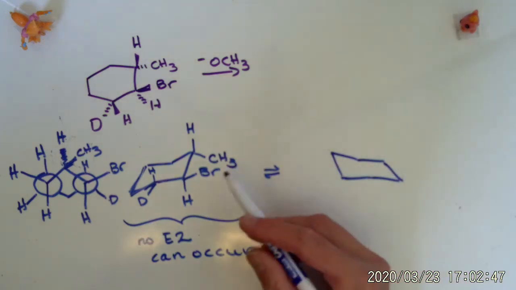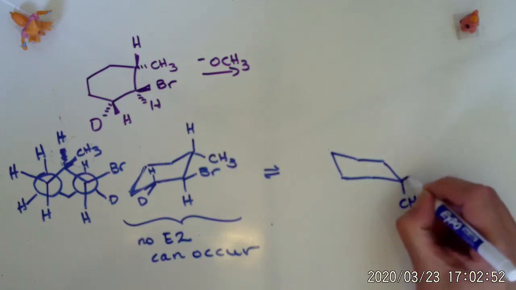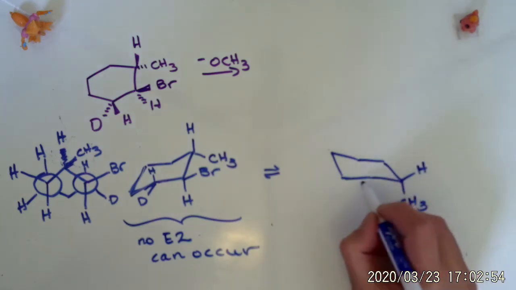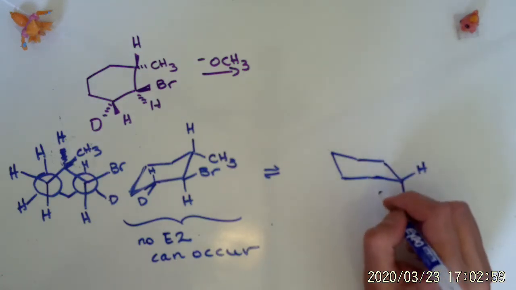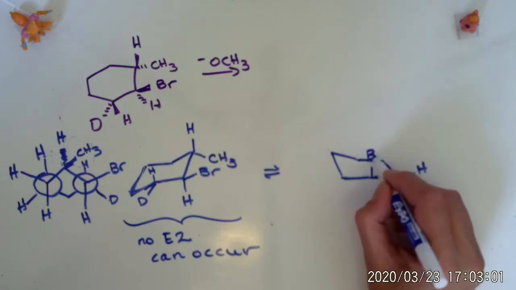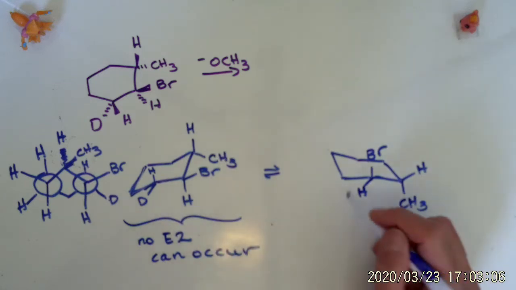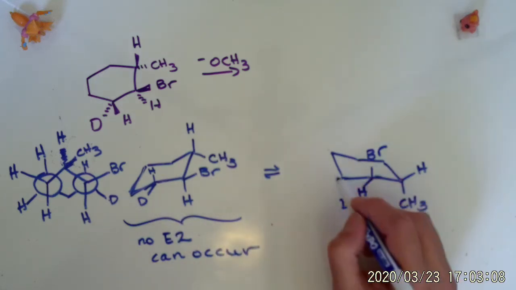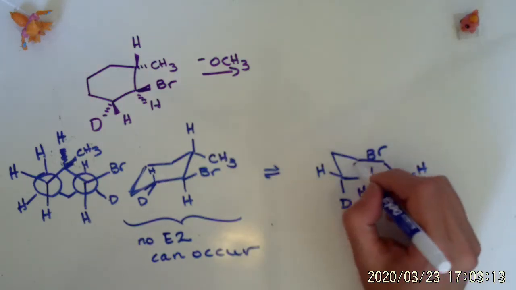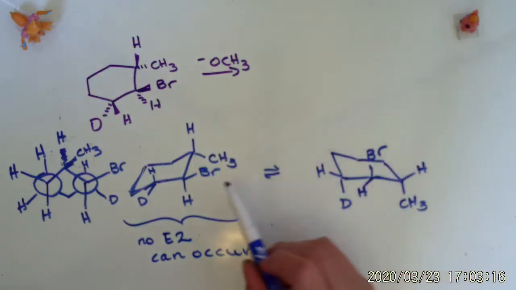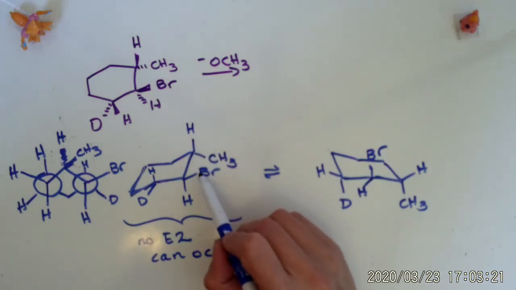When you look at something like chair 2, the methyl is axial, hydrogen's equatorial, the bromine, okay, so the opposite side is axial, this is equatorial, the deuterium is axial, the hydrogen is equatorial, okay. Now, let's take a look at these guys. So here, the hydrogen's axial, bromine's equatorial, so that's not going to work.